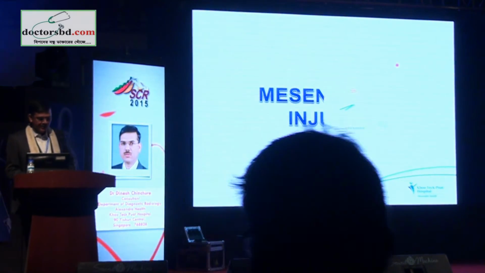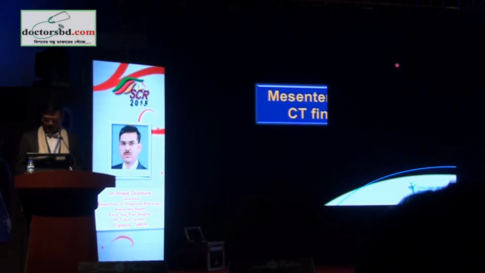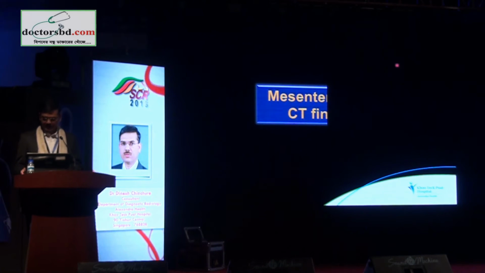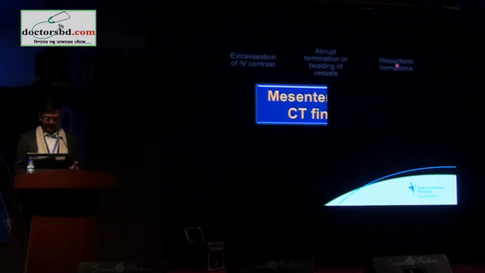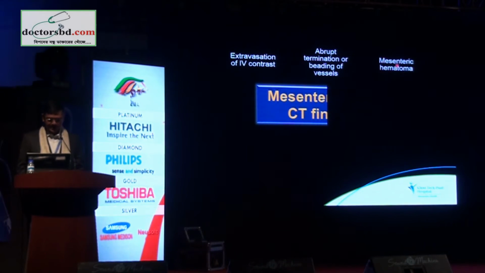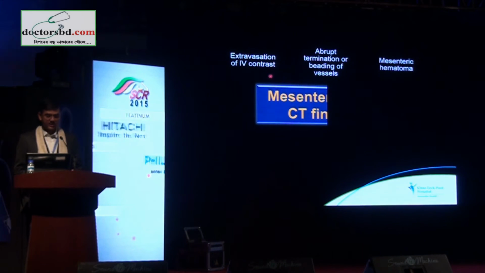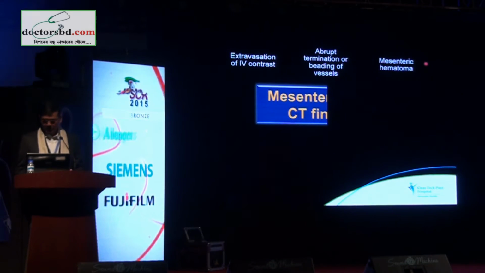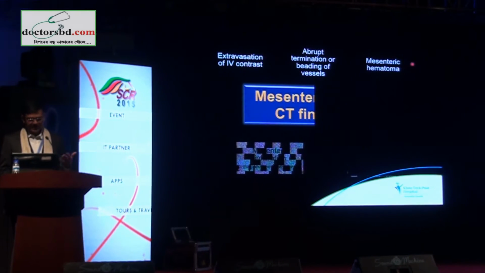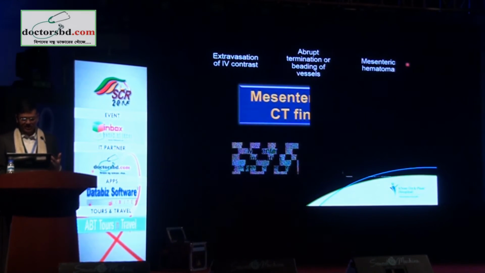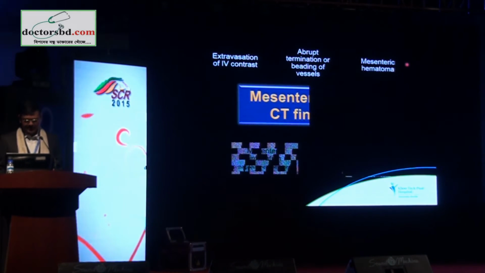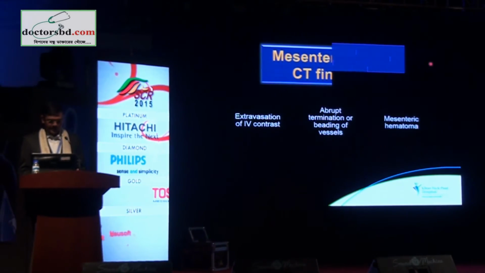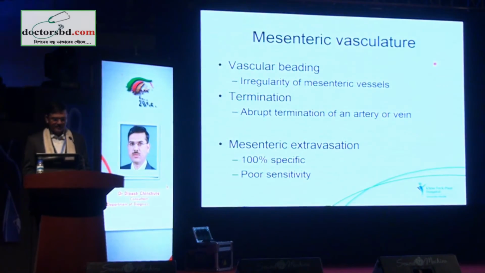Coming to the mesenteric injuries, for the sake of this talk, I have divided bowel and mesenteric injuries separately as far as CT is concerned, but in practice we do see them together. This is just for the sake of discussion here. So the specific signs are extravasation of IV contrast, abrupt termination or bleeding of vessels, or mesenteric hematoma. The less specific signs will be just a mesenteric hematoma or mesenteric stranding. We'll come to each one in detail.